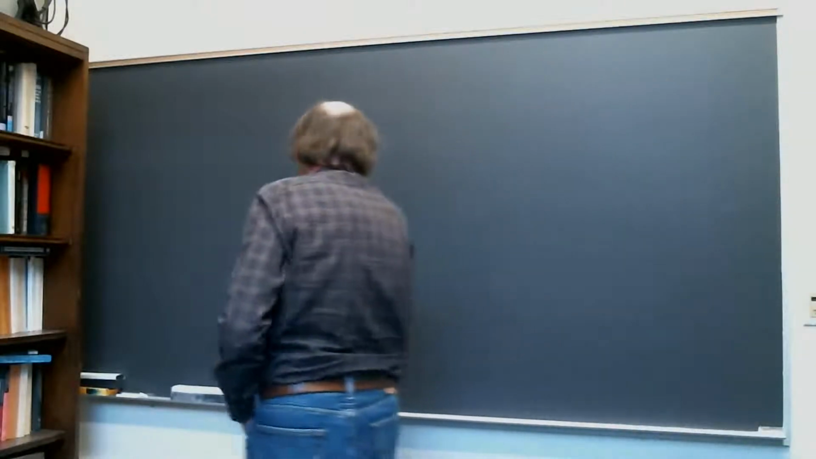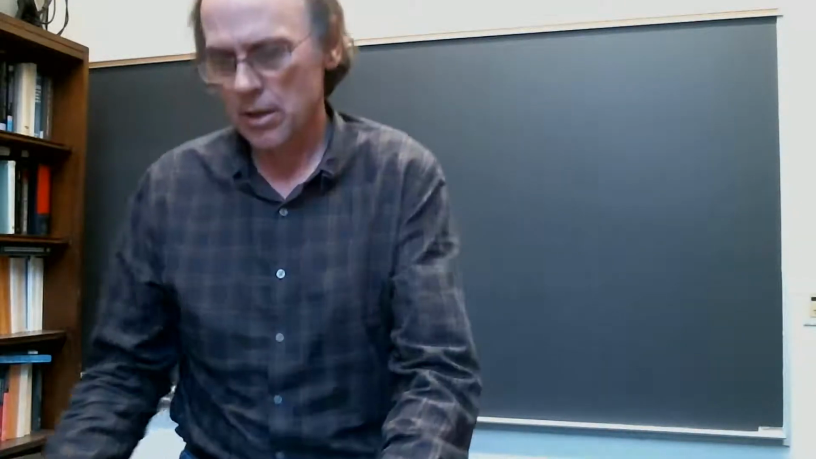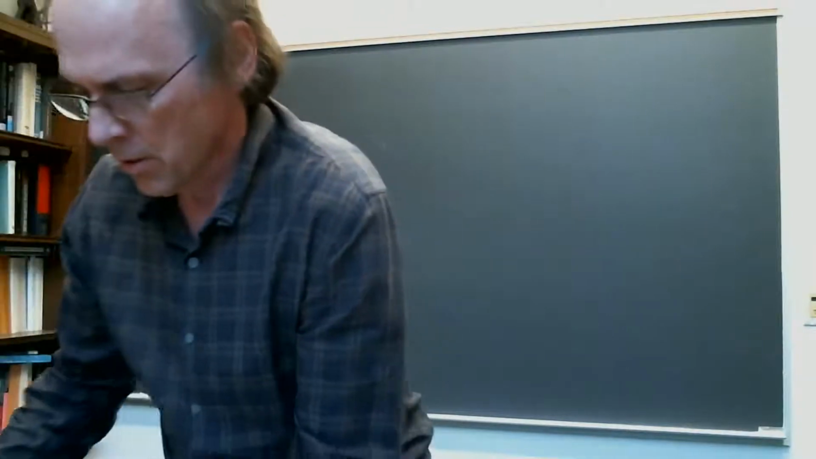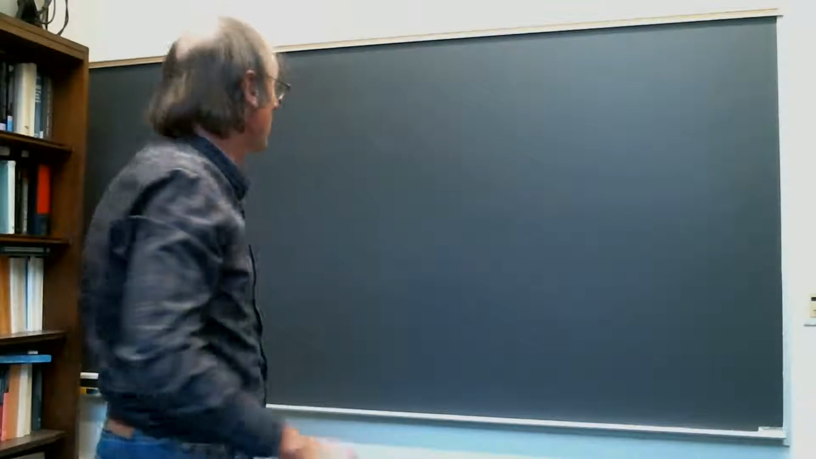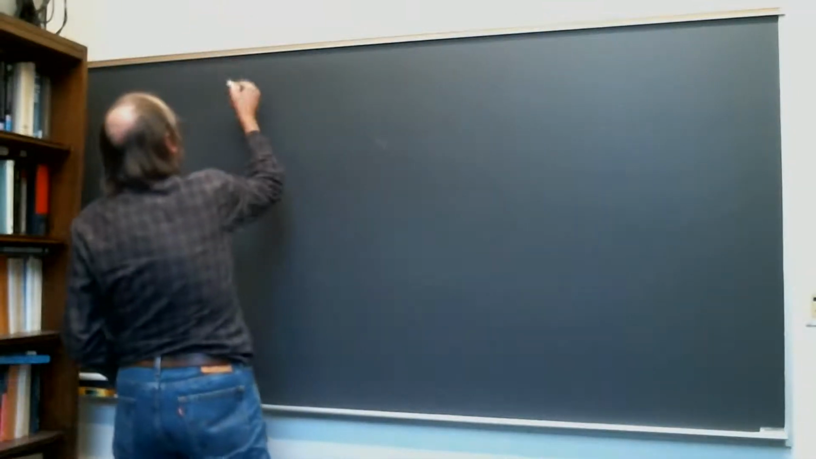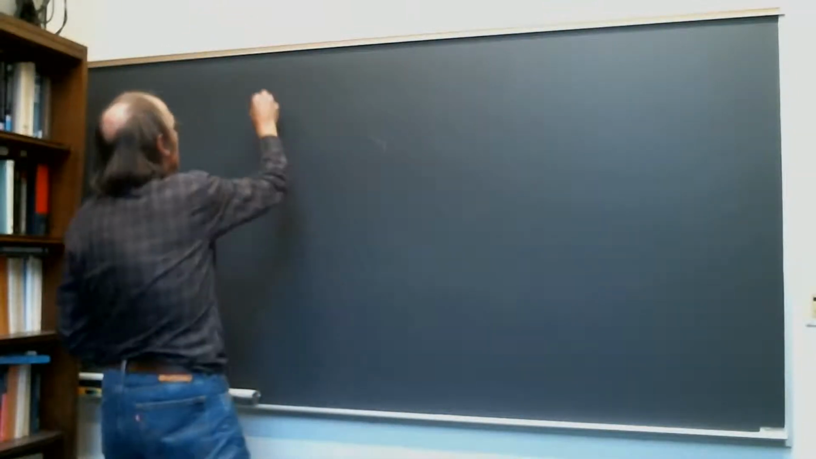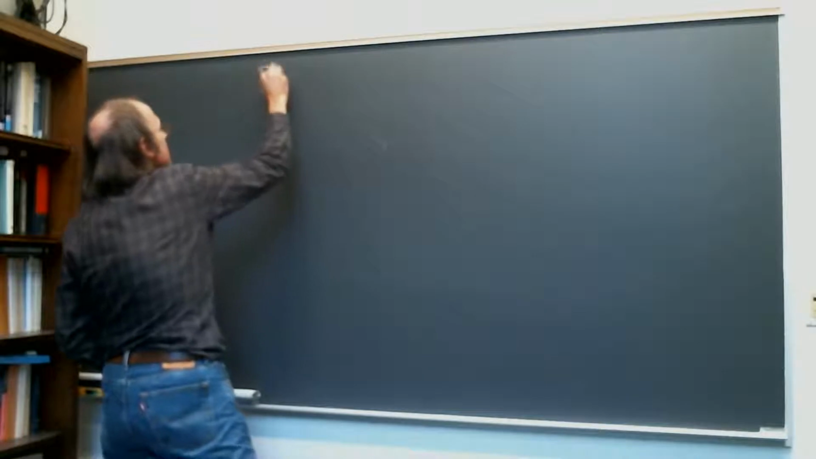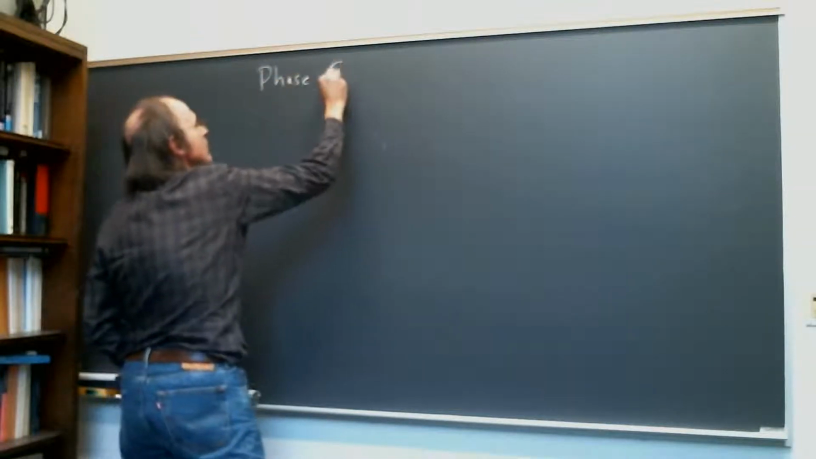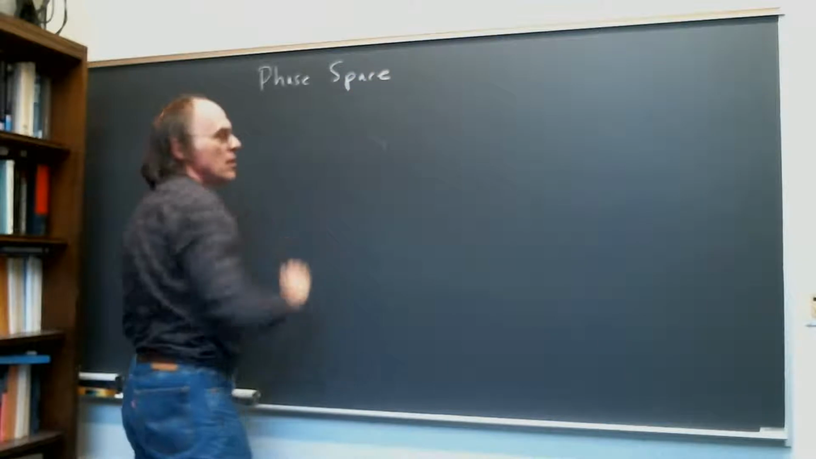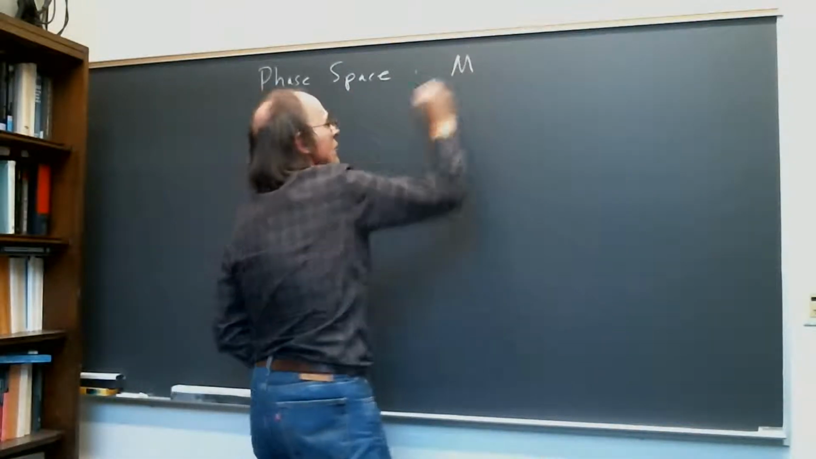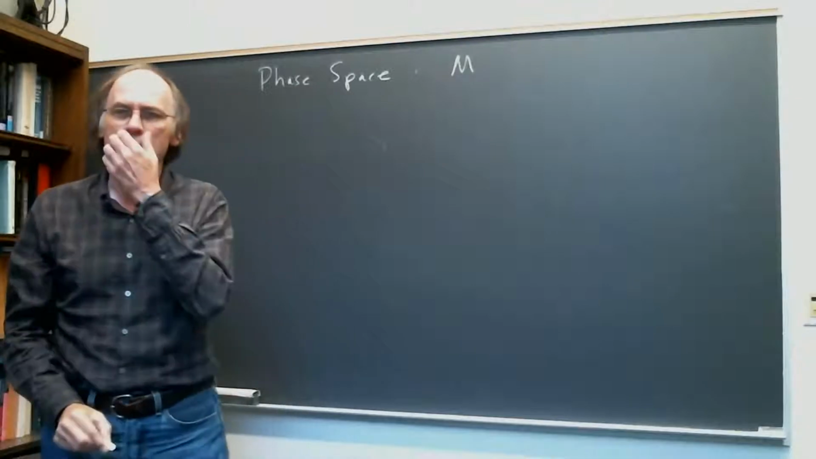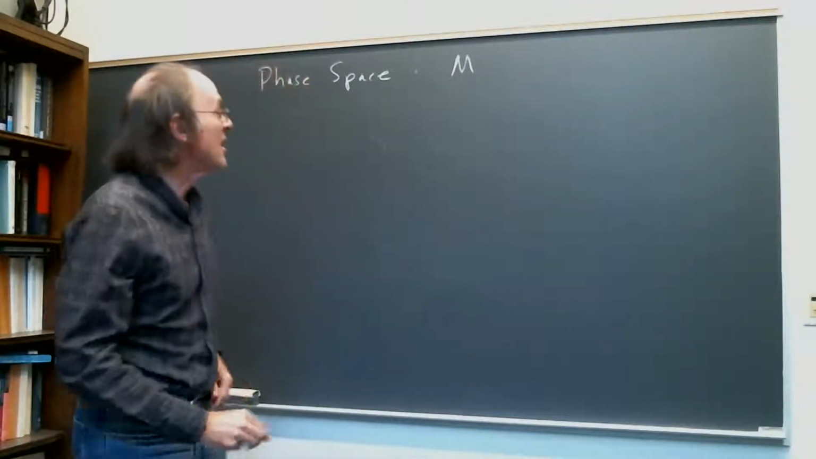So last time, let me see, how do I want to say this? So what this is all about is what's called phase space. And I'll write it M. Often when I write M in this part of the class, I'm generally talking about this phase space.